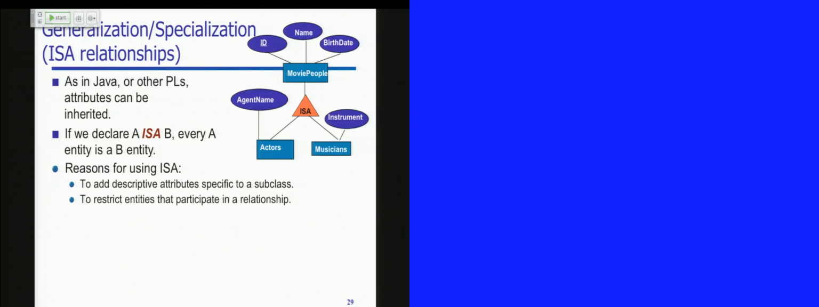The reason for using ISA or inheritance is for you to be able to have descriptive attributes that might make sense for a subclass of people in an entity, but not other people. For example, it might make sense for actors to have an agent name, but it might not really make sense for musicians to have an agent name, or for actors to have an instrument.